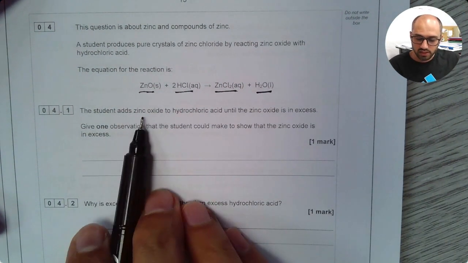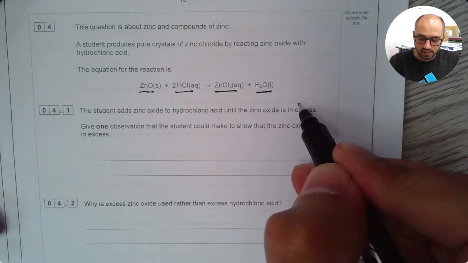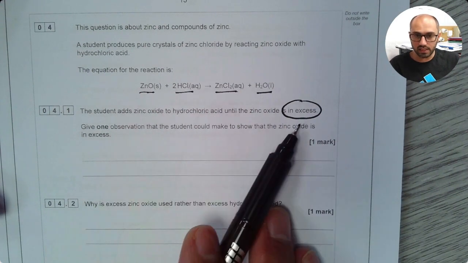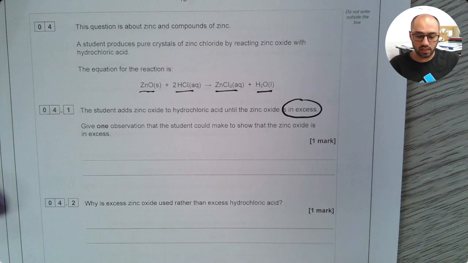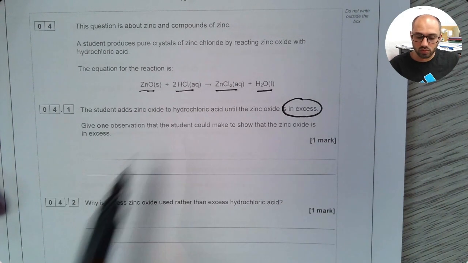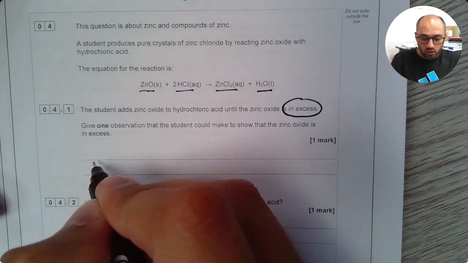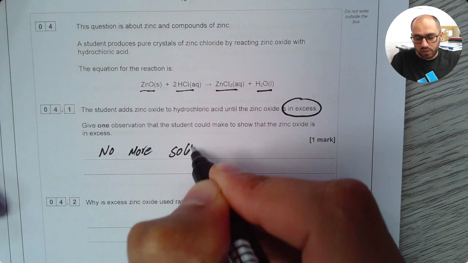It says the student adds zinc oxide to hydrochloric acid until the zinc oxide is in excess. If I look at this equation, I can see that zinc oxide is solid. So if you put it in excess, then the solid will stop disappearing. And that's how you will know that the zinc oxide is now in excess. It says, give one observation that the student could make to show that zinc oxide is in excess. So you'll say, no more solid will disappear.